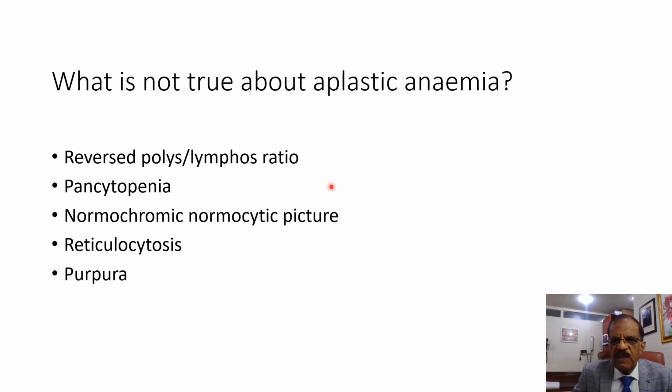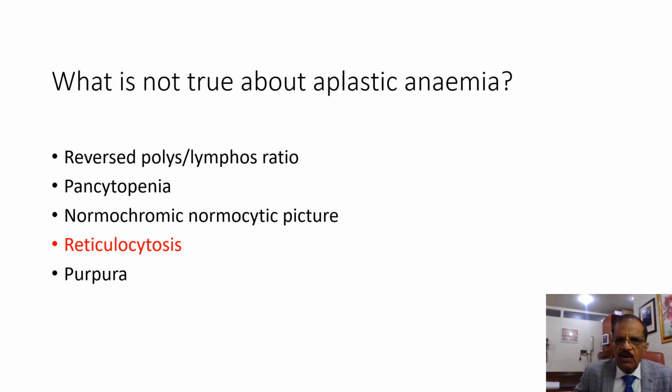Reversed polys lympho ratio is in fact one of the cardinal signs. Pancytopenia should always be there because it is aplastic, so no cell line will be unaffected. Normochromic normocytic picture, I told you that in this condition fewer RBCs are made, but whatever RBCs are made, they look normal. Reticulocytosis is actually a sign of increased activity, and we are talking about aplastic anemia. Purpura is a clinical sign due to thrombocytopenia, which can occur in these patients because they have pancytopenia. So the answer is reticulocytosis. Reticulocytosis is not present in a patient with aplastic anemia.